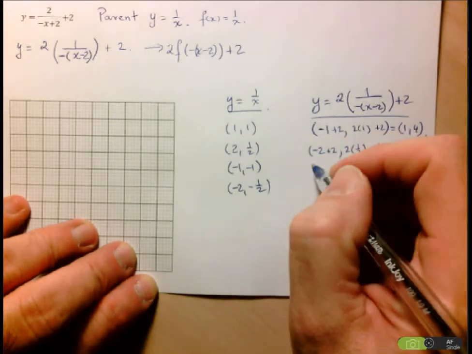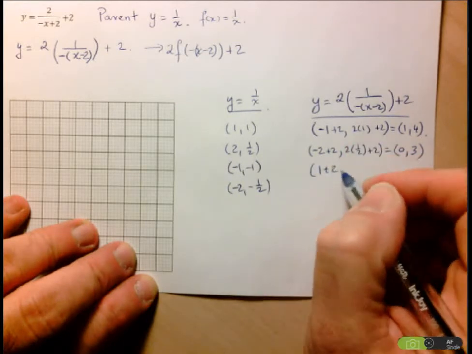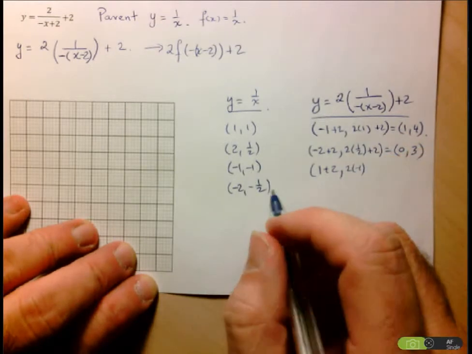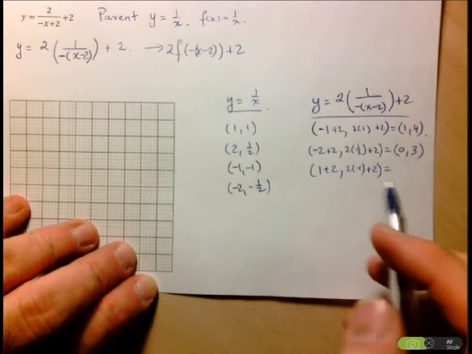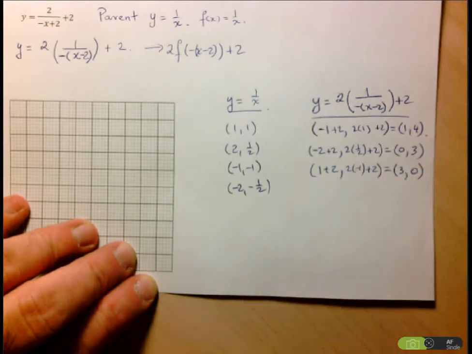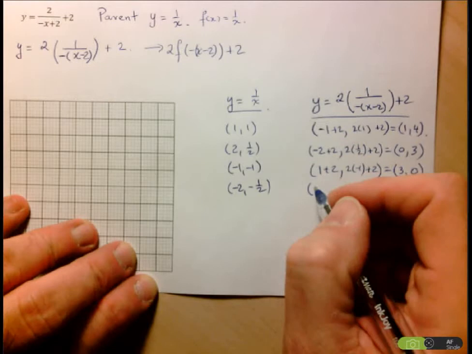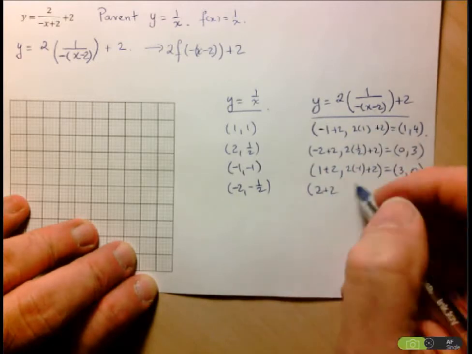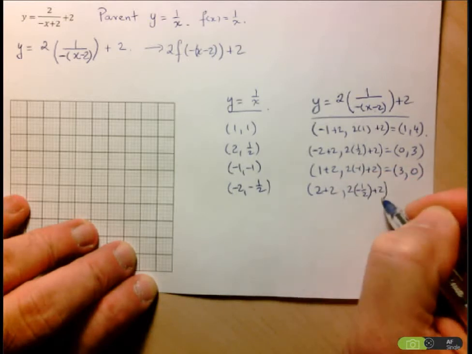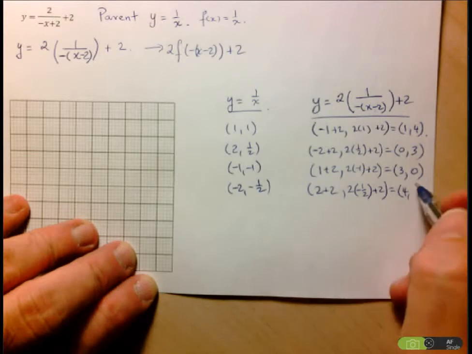Let's keep going here. Here we have negative 1, so 1, and then plus 2. And then here we have 2 times negative 1, plus 2. So this becomes a point. 1 plus 2 is 3, and then negative 2 plus 2 is 0. And the last one here. Again, negative 2 gives us positive 2, and then plus 2. And for the y's, we've got 2 times negative 1 half plus 2. So here 2 plus 2 is 4, and then 2 times negative a half, negative 1 plus 2 is 3.